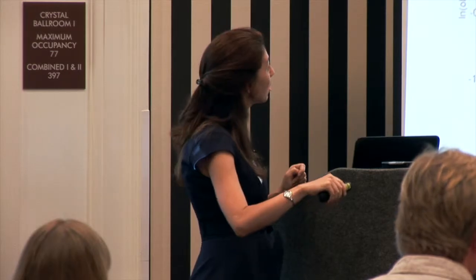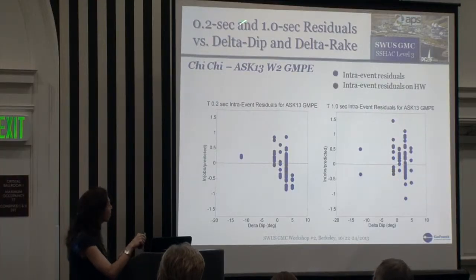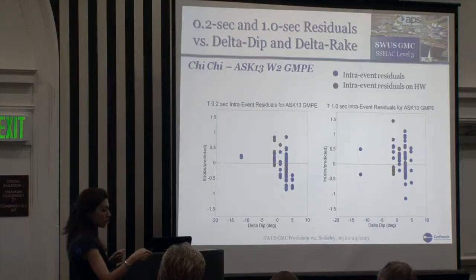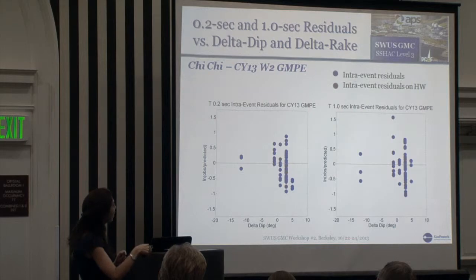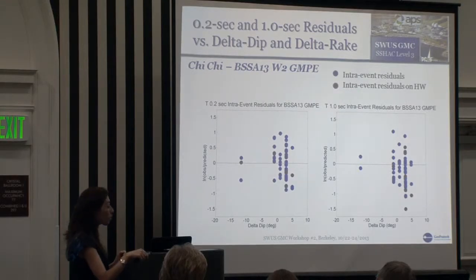Okay, and so here you see the residuals for the different modelers. Again, these are all referred to Chichi. I have similar plots also for the other complex events, but again, for interest of time, I'm just showing Chichi. So this is for the Abramson et al. model. This is for the Chiou and Youngs. This is for the Campbell and Bozorgnia. Again, you can have a good view. And then for the BSSA model.